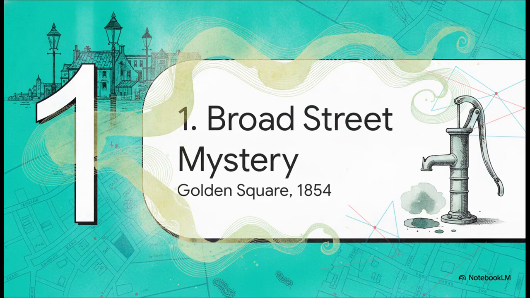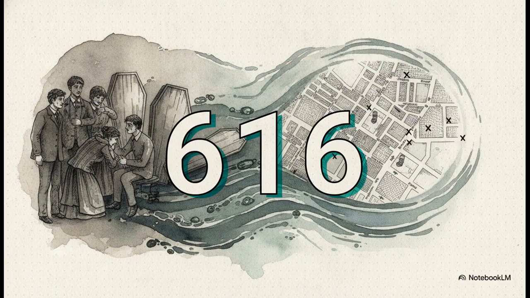Section 1. The Broad Street Mystery. Golden Square, London, 1854. Okay, to really ground ourselves before we boot up the simulation, we have to look at the historical baseline of this spatial epidemic. And 616, that is the heavy, grim reality we're dealing with here. In just a 6-week period starting on August 19th, there were 616 recorded fatal attacks of cholera in this one specific neighborhood. It was a completely localized tragedy, but the proportions were staggering, and people were absolutely desperate for answers.